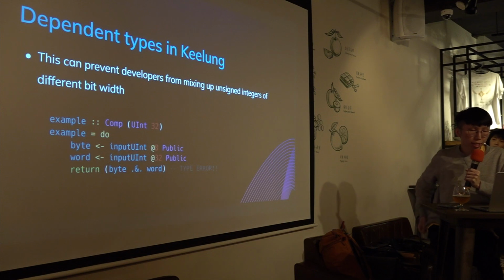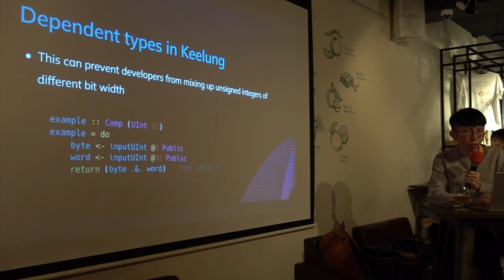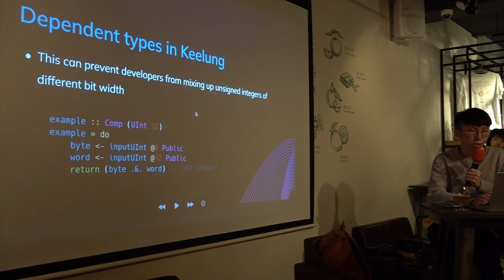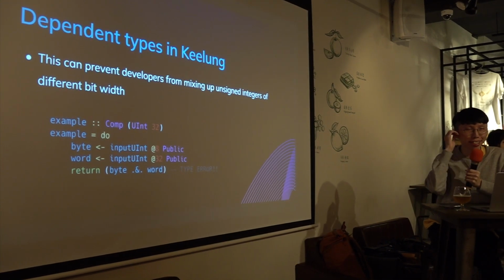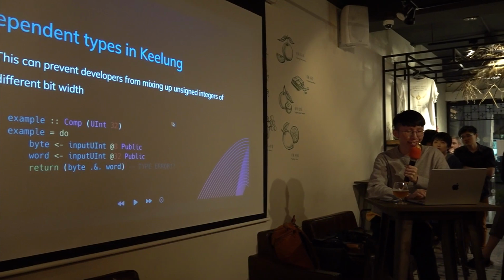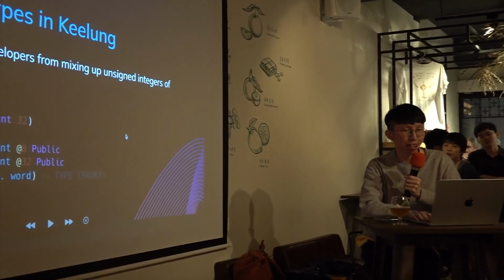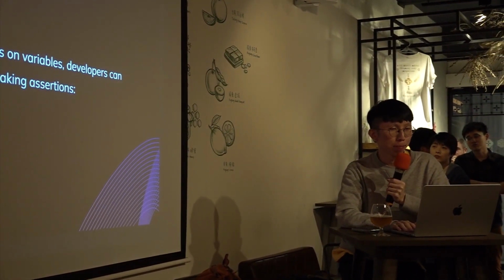Another benefit of annotating this bit width in the type is that we can prevent users from mixing all of these signed integers up, because it's really easy to do that if you're using other languages. I can't think of any examples, but you get the idea. So we can establish a kind of type error here.